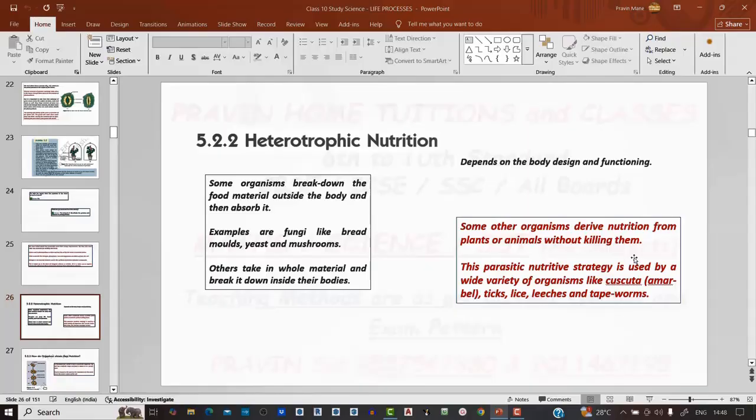The third type of heterotrophic nutrition is where some organisms derive their nutrition from plants and animals without killing them. This type of nutrition is called parasitic nutrition, and it is used by different organisms like cuscuta, that is amarbel, ticks, lice, leeches, and tapeworms.